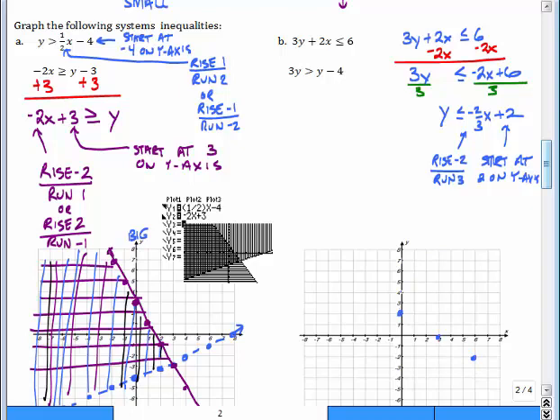I could also rise positive 2. Remember how we can just flip the signs. I could do rise 2 and run negative 3. The end result still is a negative 2/3. So to rise positive 2 would mean up 2, and running negative 3 would be left 3.